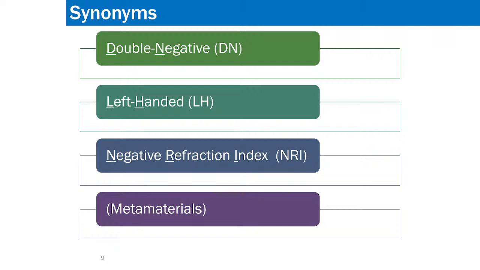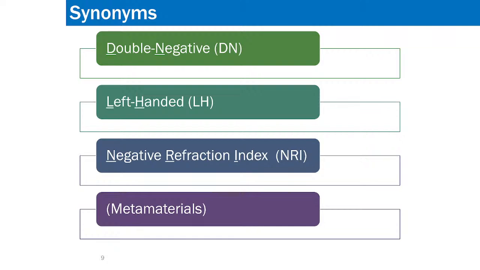Then it is also called left-handed material or LH material. The reason is the propagation follows the left-handed rule, not the right-handed rule. The E field, H field, and the propagation vector k form a left-handed coordinate system. Therefore, it is called left-handed material. How they form a left-handed coordinate system, that we will see later.